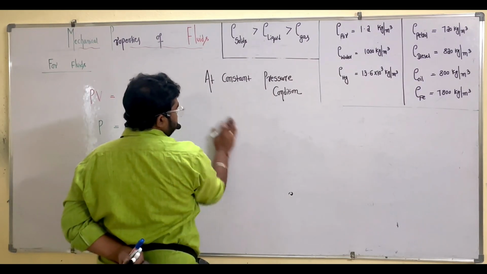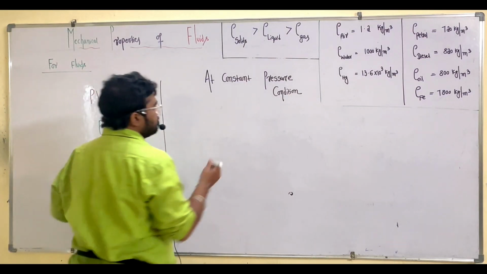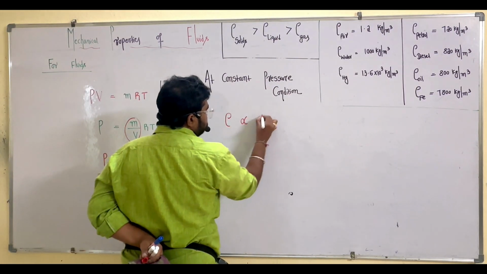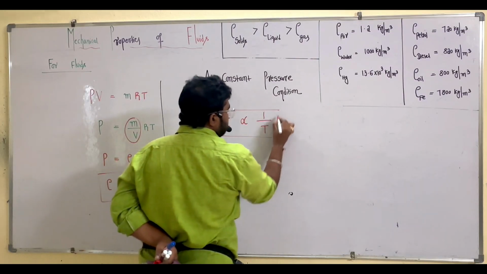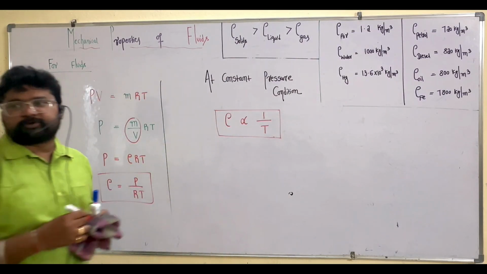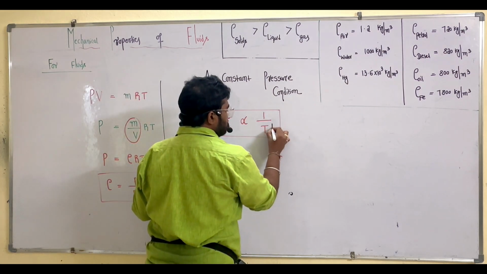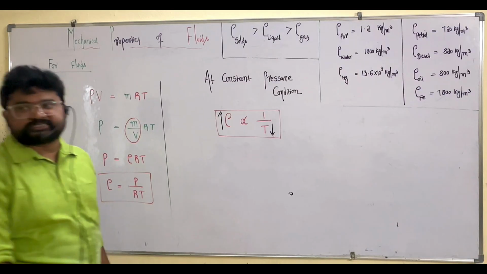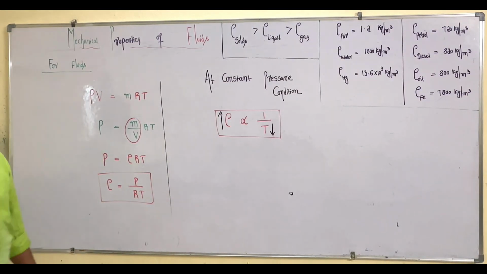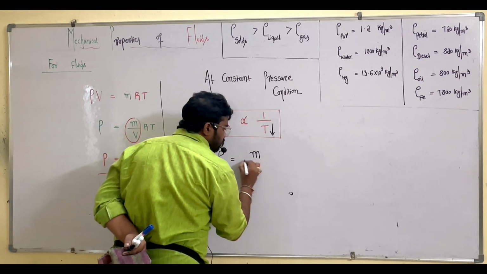Rho is what? Rho is inversely proportional to temperature. Density is inversely proportional to temperature. By increasing the temperature or by decreasing the temperature, density increases. It is inversely related. Now, rho equal to how much? Mass by volume.